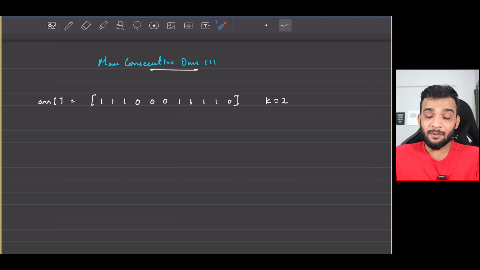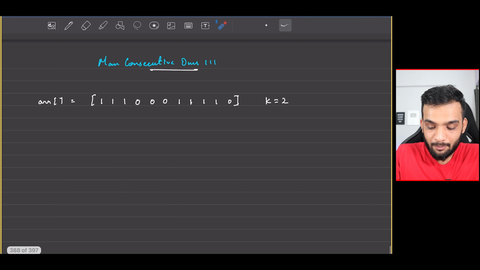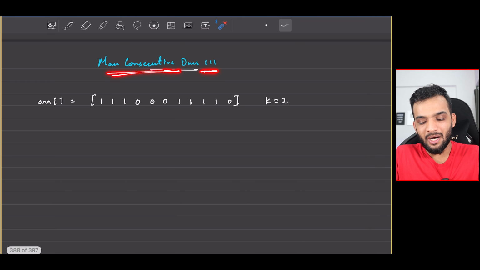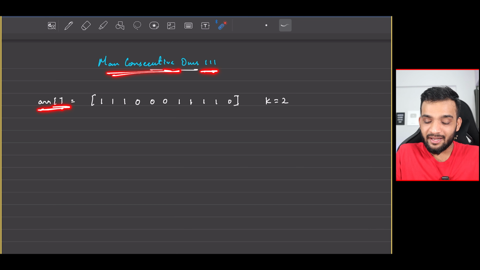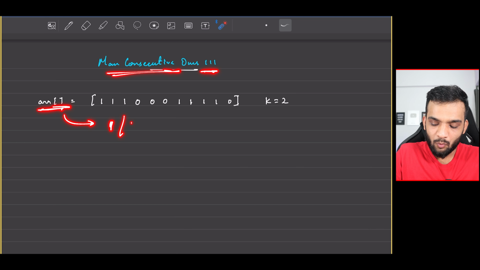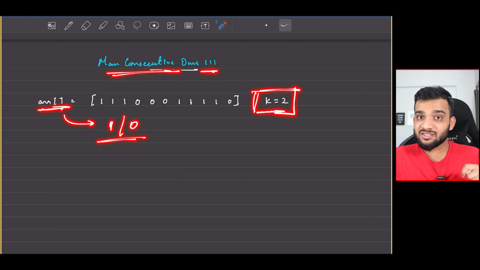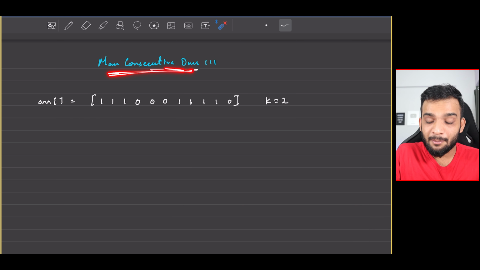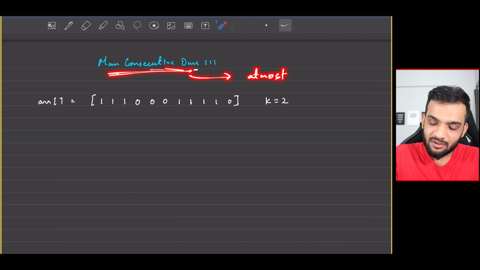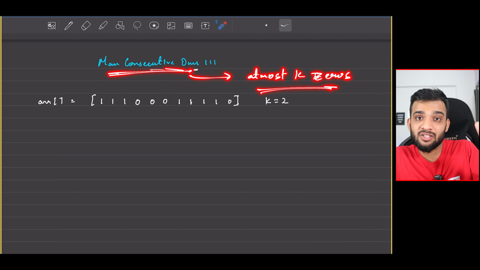So the problem that we will be solving today is max consecutive ones, part 3. So what is the problem stating? They're stating that it'll be given an array which contains 1 and zeros, nothing apart from it. And you'll be given an integer k. So your task is to return the maximum consecutive ones, given that you're allowed to flip at most k zeros. You're allowed to flip at most k zeros.